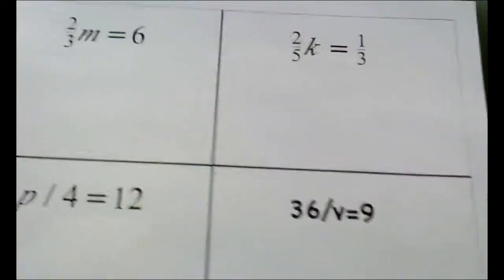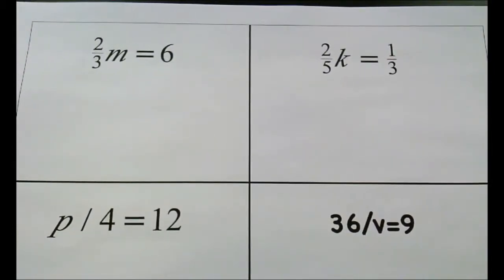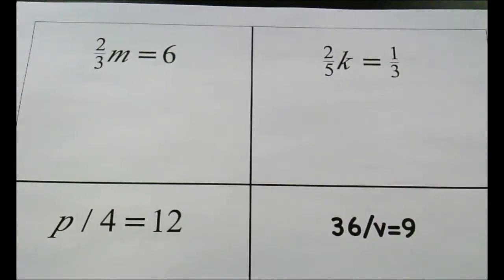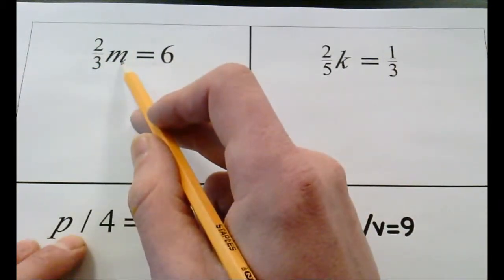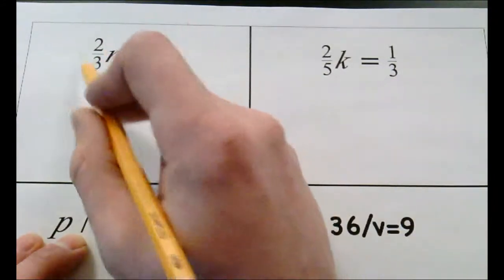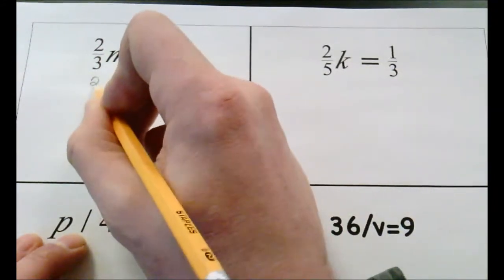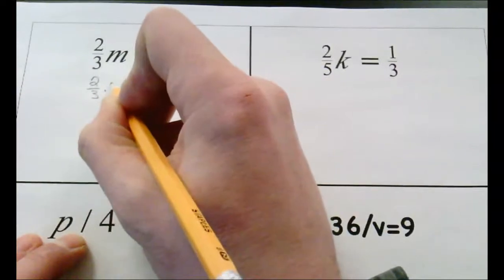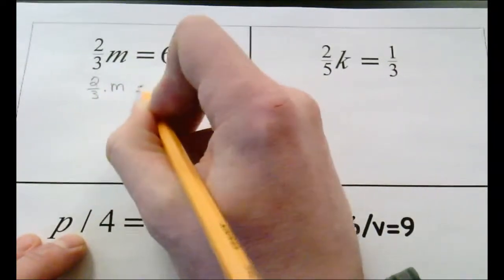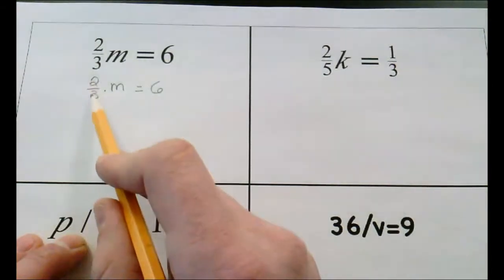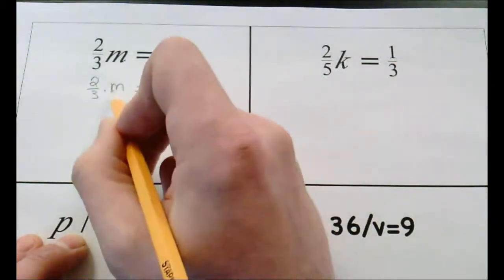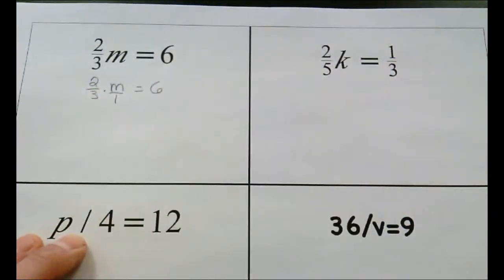We're going to move into some multiplication and division ones now. These ones have fractions. One of the things that I want the students to understand is that 2/3 m equals 6. I could rewrite this as 2/3 times m equals 6. Now, 2/3 times m, I can rewrite as 2/3 times m over 1 equals 6.